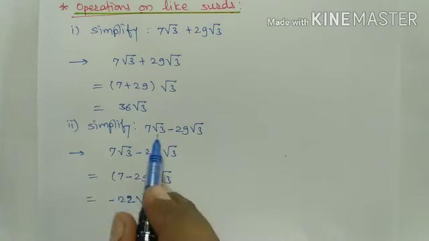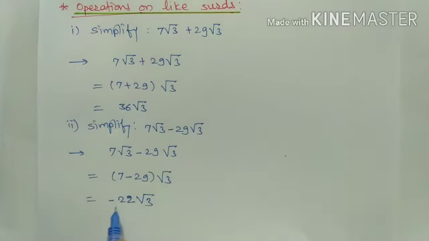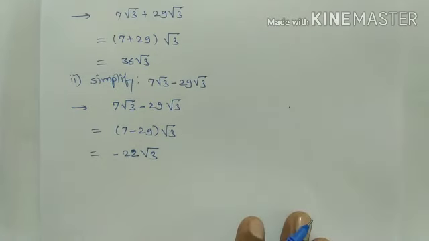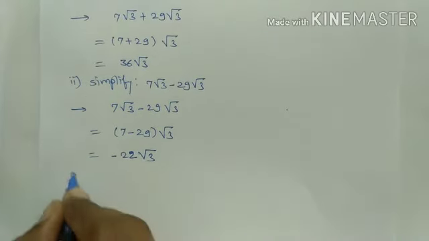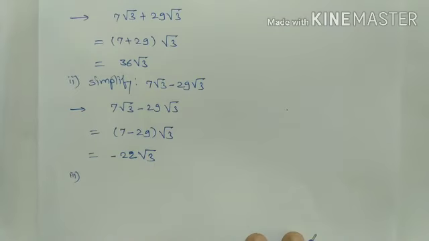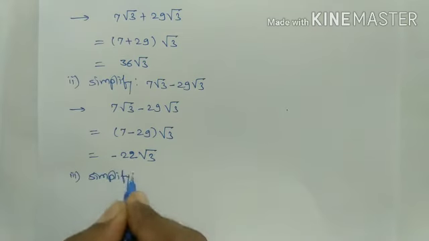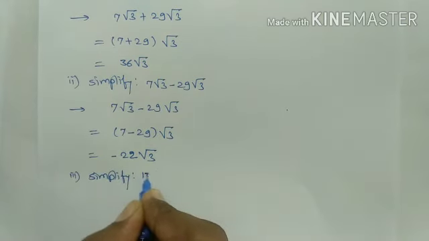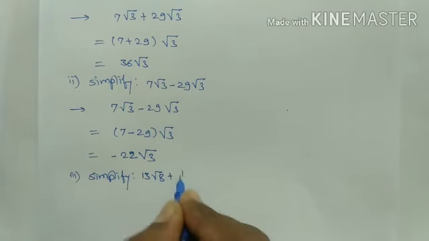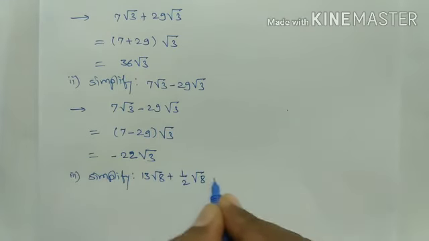That's why the subtraction of these two surds is minus 22 root 3. Now the third example is, now solved examples are given in our textbook. Simplify 13 root 8 plus 1 by 2 root 8 minus 5 root 8.